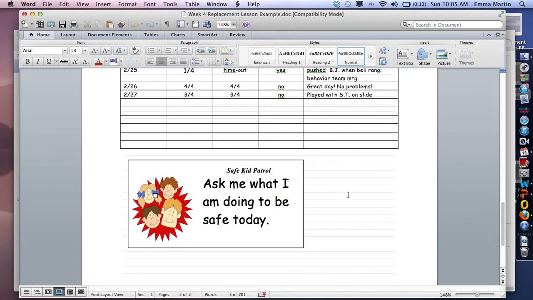So this is in your folder with the other documents. So review it. We're going to go over some other plans for how to set up replacement behavior. But this is one format, and this worked well, and we had a lot of positive results with Nathan as a result of this plan. So I think you'll find it quite interesting.